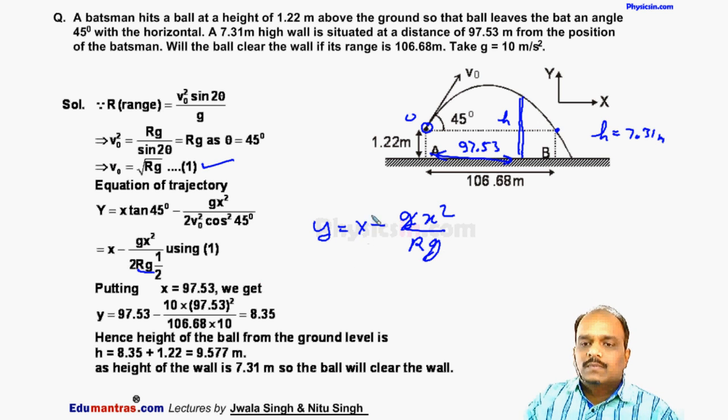If we substitute x is equal to 97.53, when the particle is at a distance of 97.53, we can very easily calculate y. So we get y as 8.35. Since this ball is at a height of 8.35 when it is at a distance of 97.53, the total height of the ball above the ground is 8.35 plus this height 1.22, so it comes out to be 9.57, which is obviously more than 7.31, so the ball will clear the wall.